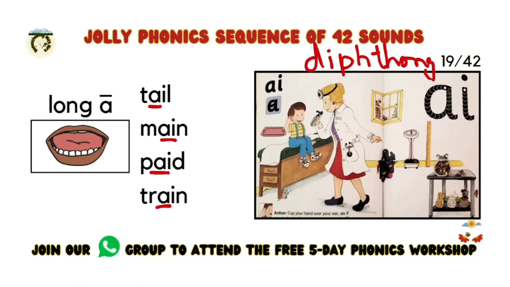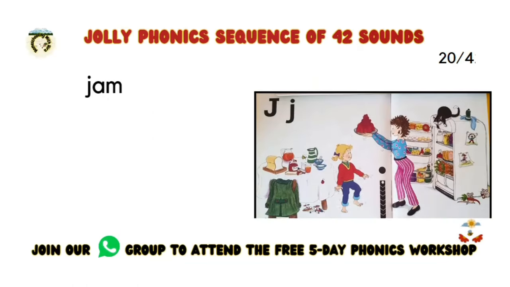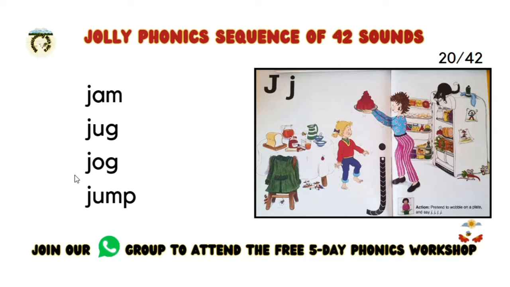Next sound is of letter J. Why J is here after the long vowel A? Because long vowel A is more common than the J sound in English. So you will have many words in English that have A sound as compared to the words that have J sound. So J has the sound J, as in jam, jug, jog, and jump.